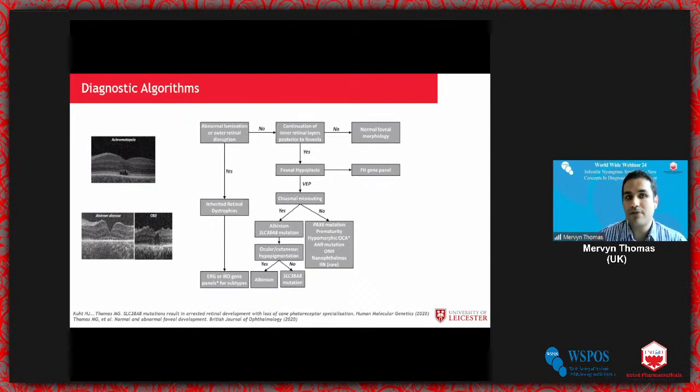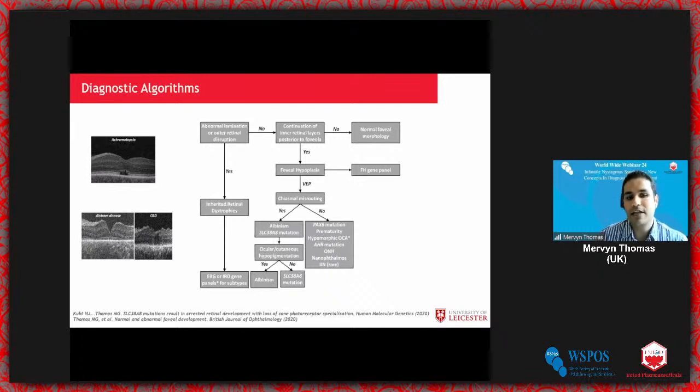If, on the other hand, the outer retina looks normal, you'd look at the inner retinal layers, and if it continues posterior to the foveola, then that's the hallmark of foveal hypoplasia. If not, it's normal foveal morphology, which can be seen in FRMD7 mutations or other forms of nystagmus that are not associated with abnormal retinal development.